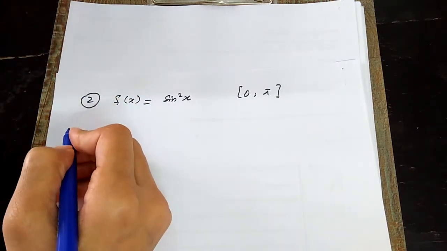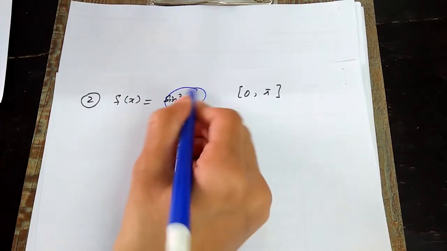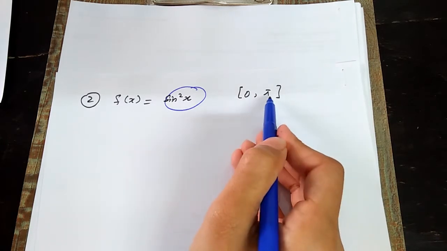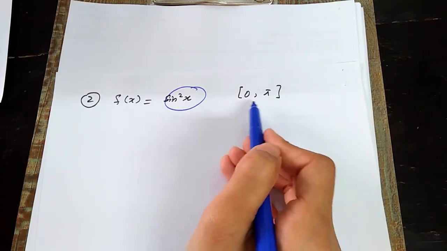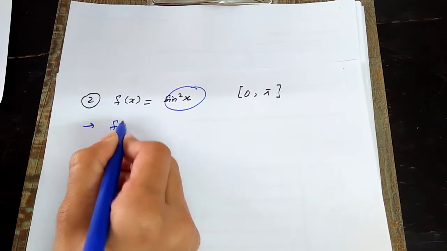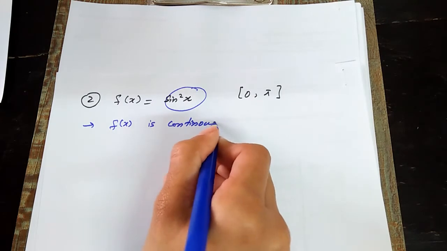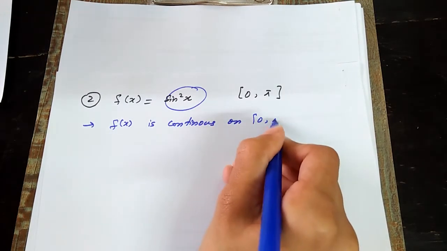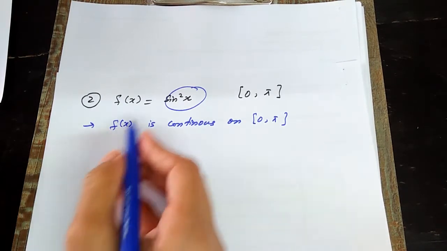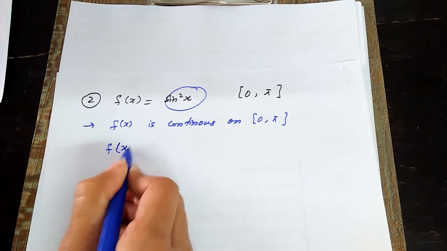For finding a solution, first of all, you must know that this is a trigonometric function, a sine curve, and you know very well that this is continuous between this interval. Sine has no undefined value between this interval. So it means f of x is continuous on 0 to pi.